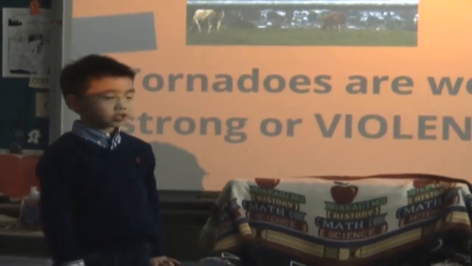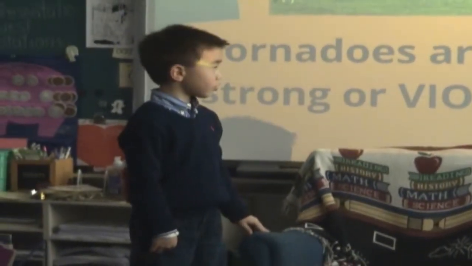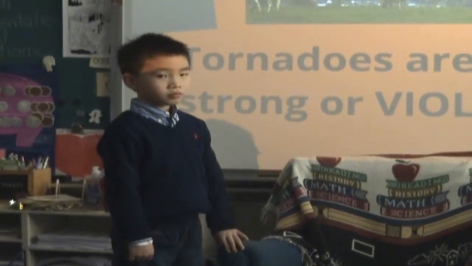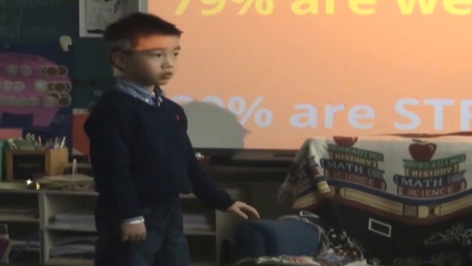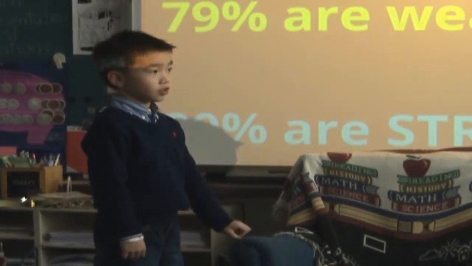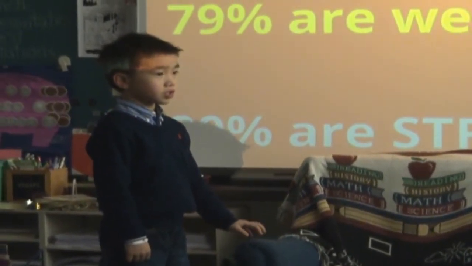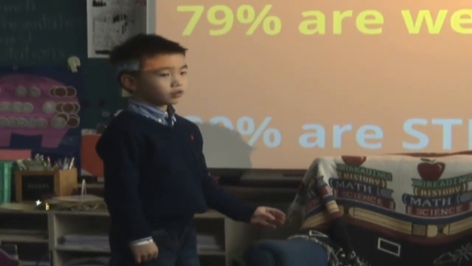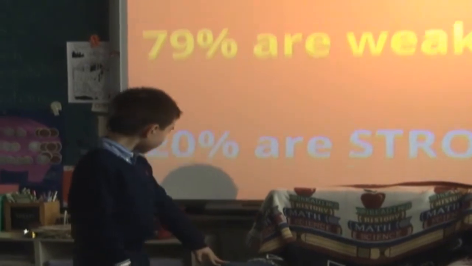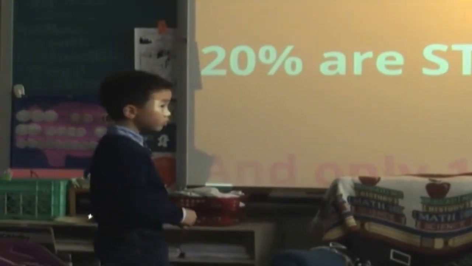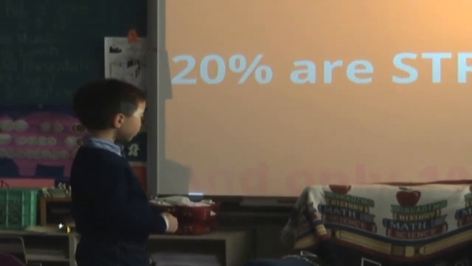Tornadoes are not always the same. Tornadoes are weak, strong, or violent. 79% are weak. What's that mean, Michael? That means that most of the time, they're weak tornadoes. 20% are strong, and only 1% are violent. A violent tornado is the rarest and most violent.